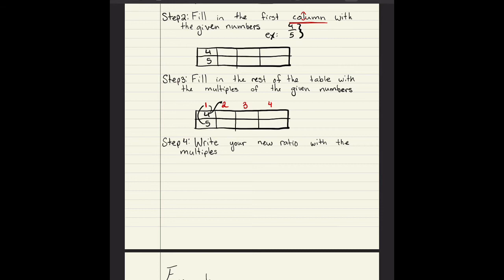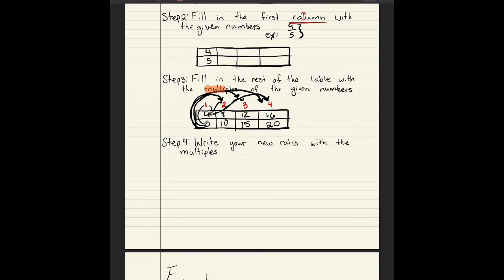Now I need to multiply 4 by 2, which would give us 8, and 5 by 2, which is 10. Next would be 4 by 3, which is 12, 5 by 3, which is 15, and then 4 times 4 is 16, and finally 5 by 4 is 20. So these are the multiples.